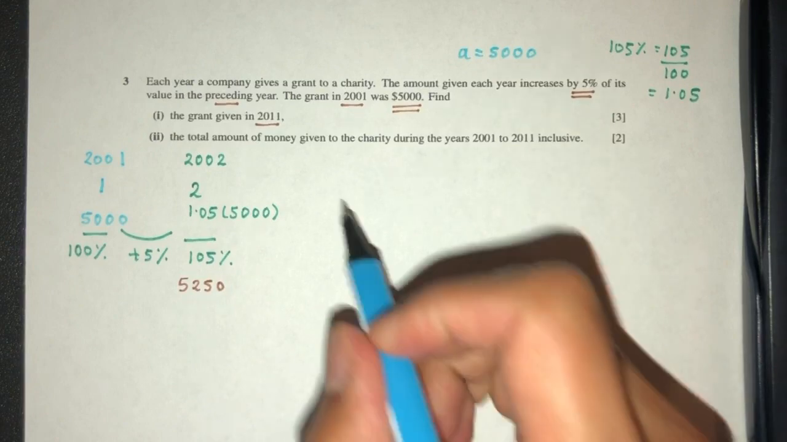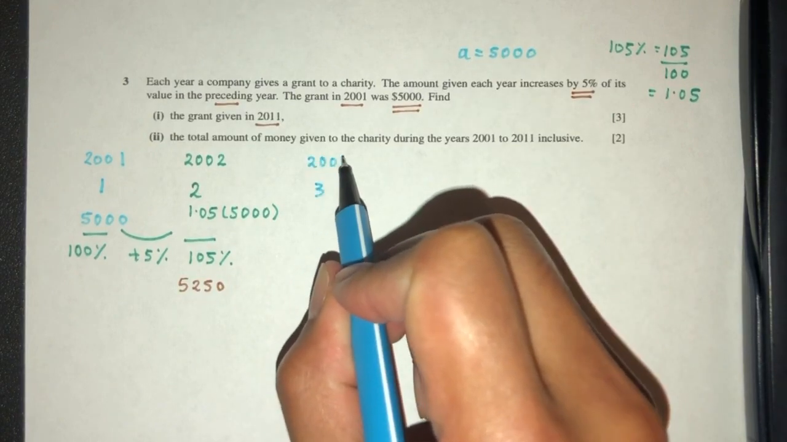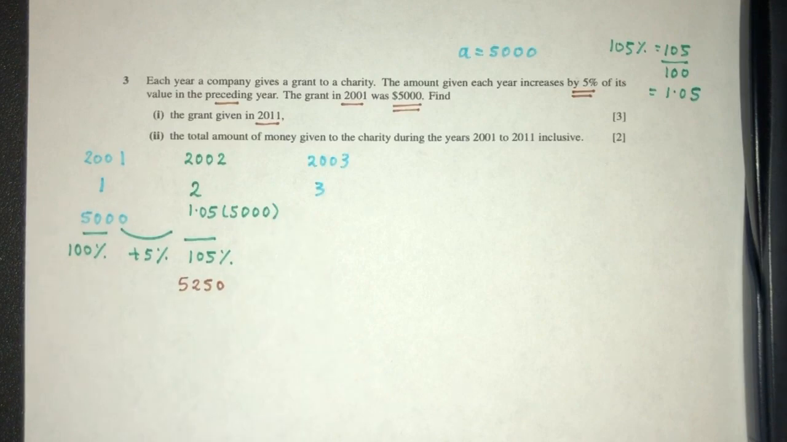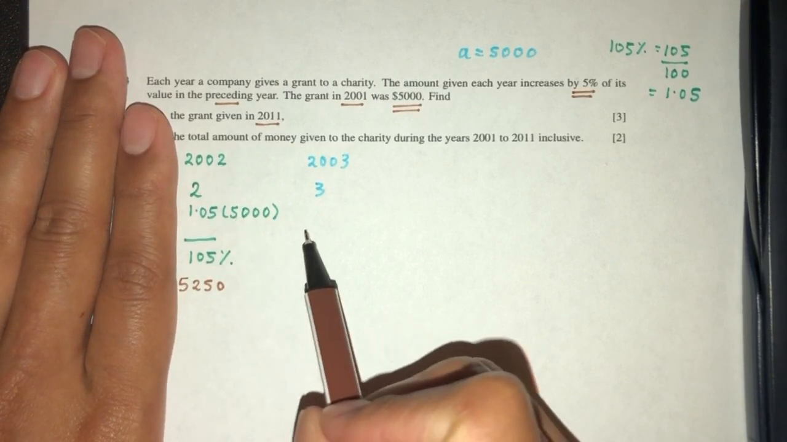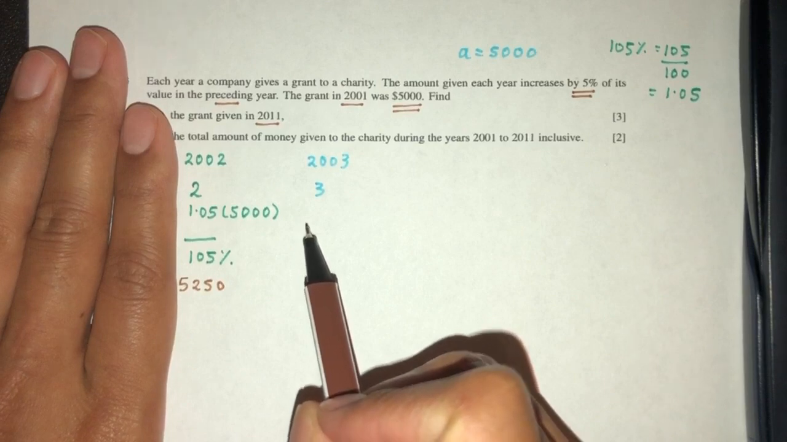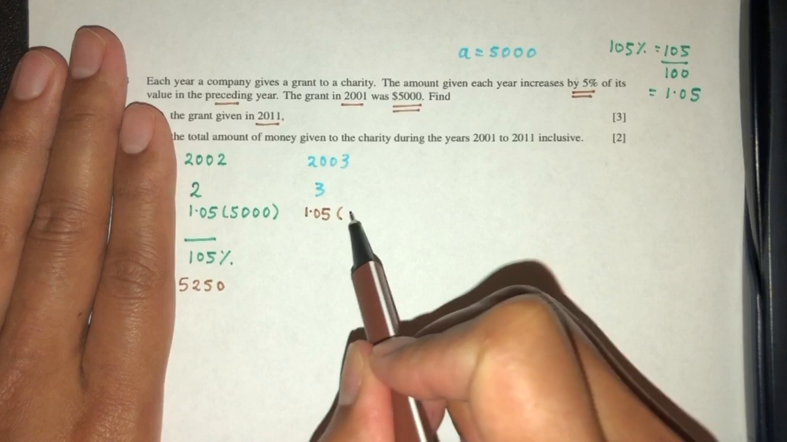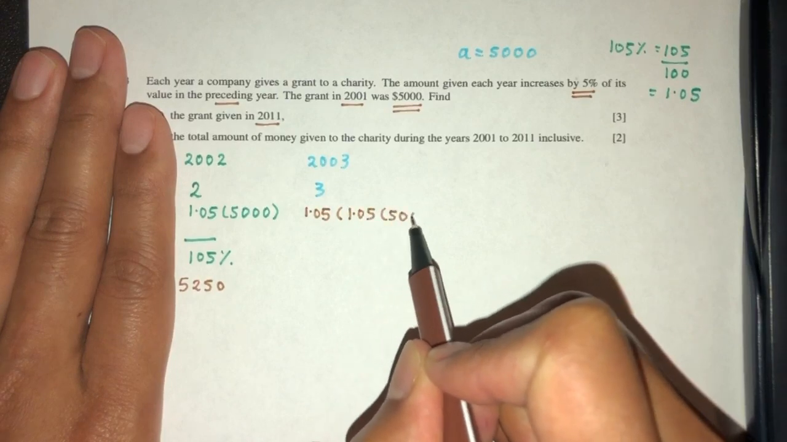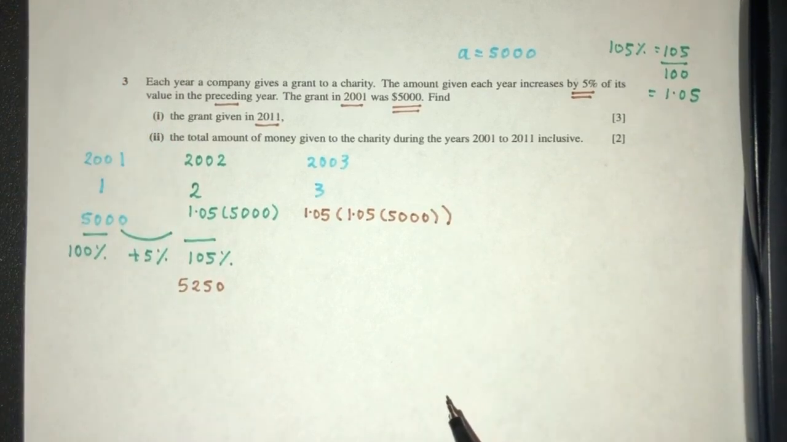Now let's move on to the third year, or 2003. What is the amount that you have to give? Obviously, it is in relation to this year now. So now this year is a new 100. We increase by 5%. It will again be 105% of this one, again 1.05 times the previous amount, which was this one. Okay, I hope that makes sense.